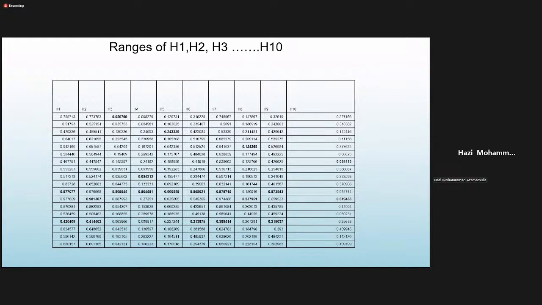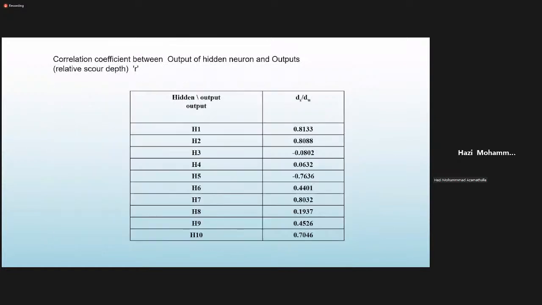So, model two. Then also the ranges for the hidden neurons H1, H2, H3, and how it is working. This is again a matrix. Next, please. Here you can see the correlation between hidden neurons. So this much has been done. Then, next please.